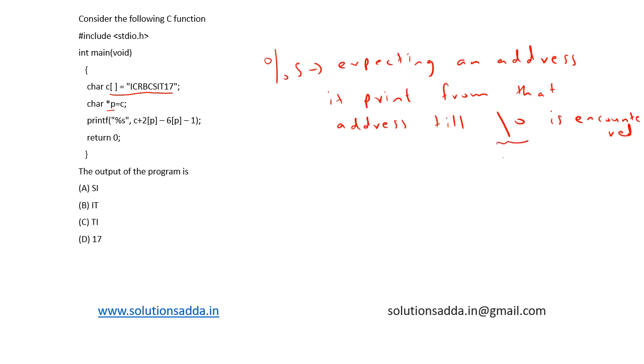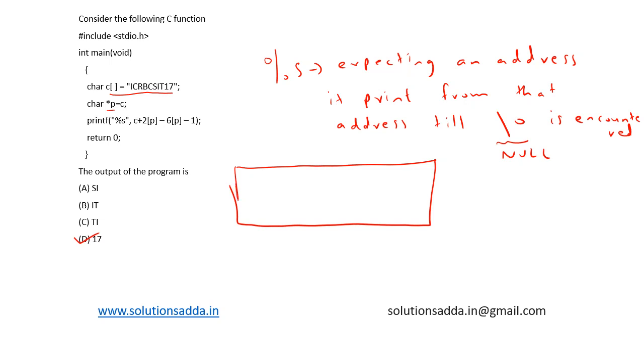This is null. So from the options, we can say that since null would be at the end of 7, whichever output has value 7 at the end would be the correct answer. Here SI is there, IT, TI and 17. So from here itself, we can say that option D is the correct answer. But let's see how to solve this. This is the shortcut method and this method is the long method.